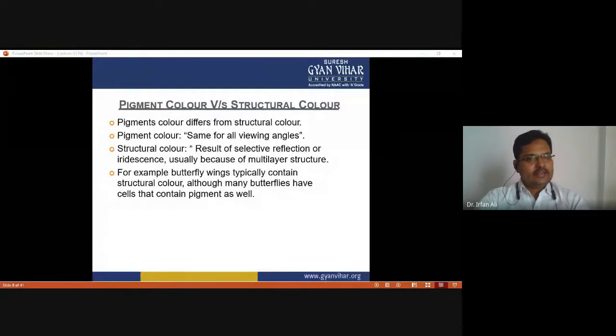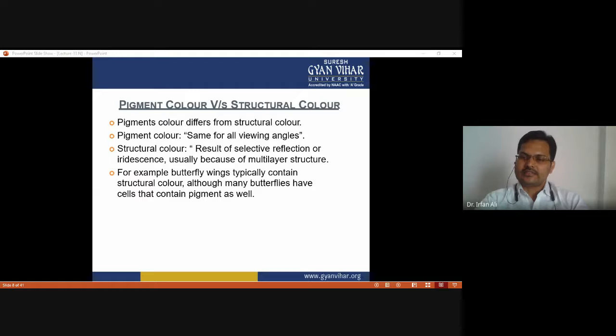Now, pigment color versus structural color. What are the differences between pigment colors and structural color? Pigment color differs from structural color in the following ways. Pigment color is the same for all viewing angles. This is a characteristic of pigment color. When you observe a pigment, you can see it from any angle and it looks the same.